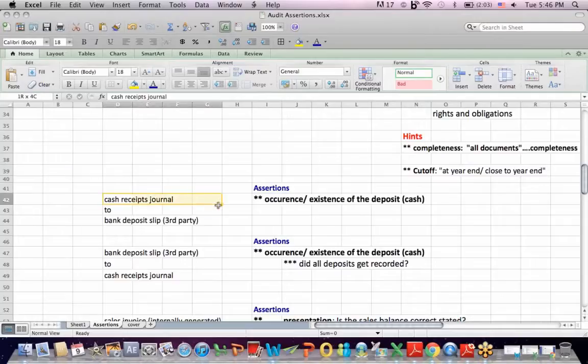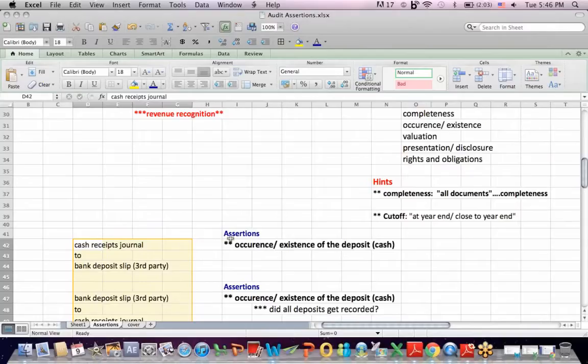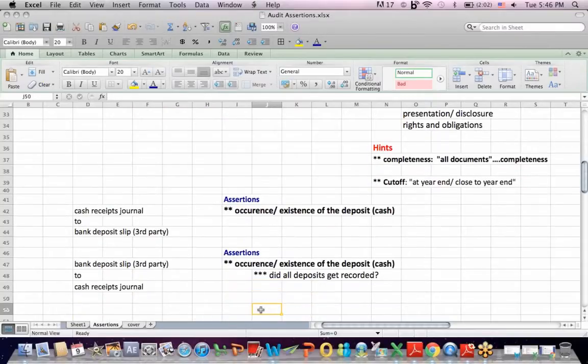We went on to talk about cash receipts journal to a bank deposit slip. We did that one. It doesn't matter which direction you go, from receipt to bank deposit slip or the reverse, what you're really proving is occurrence or existence of the deposit. And you could also test, as we saw a few minutes ago, did all the deposits get recorded? Completeness.